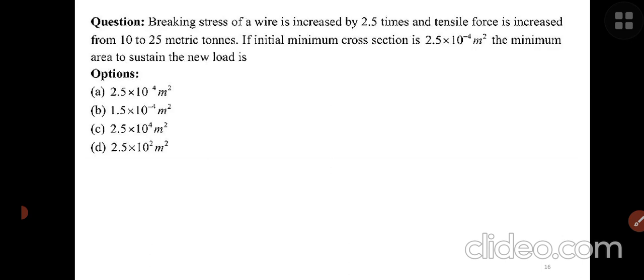Breaking stress of a wire is increased by 2.5 times, and tensile force is increased from 10 to 25 metric tons. If the initial minimum cross section is 2.5 into 10 to the power minus 4 meter square, the minimum area to sustain the load is, there are four options. Let's see the answer.